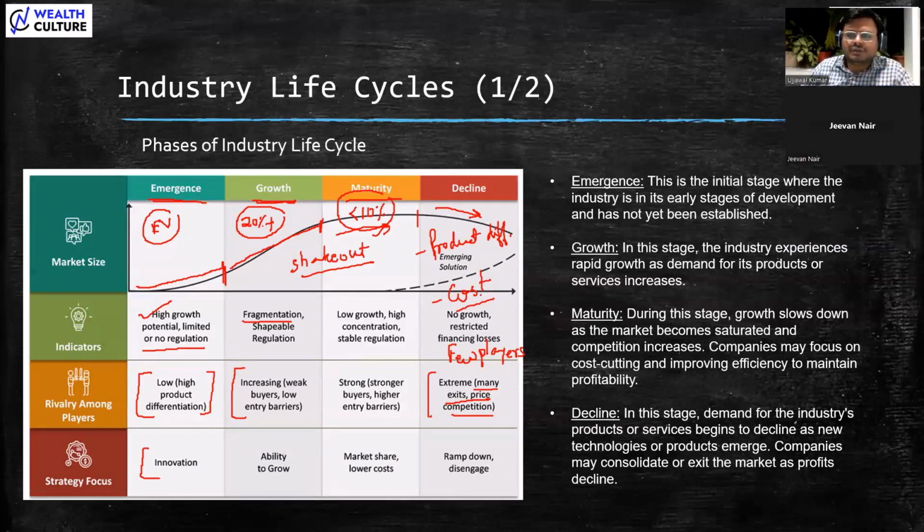Any other player who is high on cost or something like that is going to be acquired by the larger. So that's how this industry life cycle is, from emergence to decline. We've seen this with a lot of products. Like I said, photography is one, which started with film photography, then moved to digital photography, and now we are seeing phones replace cameras in a big way.